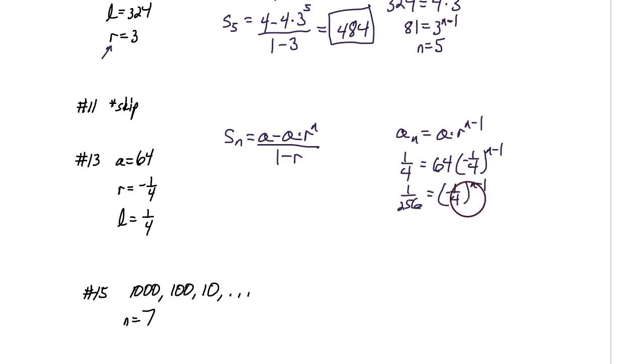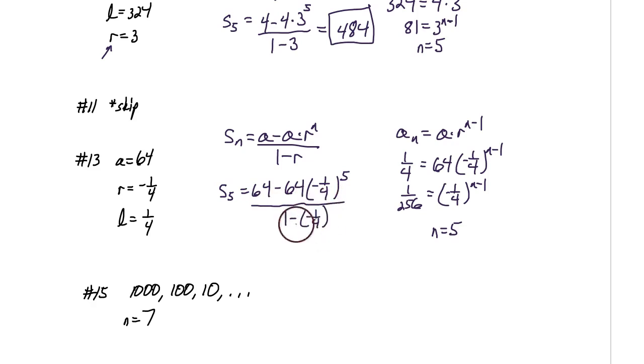Let's solve for n like we did in the last question. Negative 1/4 raised to the 4th power would make 1 over 256. So for this exponent on the negative 1/4 to be the 4th power, then n has to equal 5. Now that we know the answer for n, we can go back and use our sum formula. The sum of the 5 terms in the series is equal to 64 minus 64 times negative 1/4 to the 5th power. And the denominator is 1 minus negative 1/4. And then evaluate that on a calculator. The result is 51 1/4.